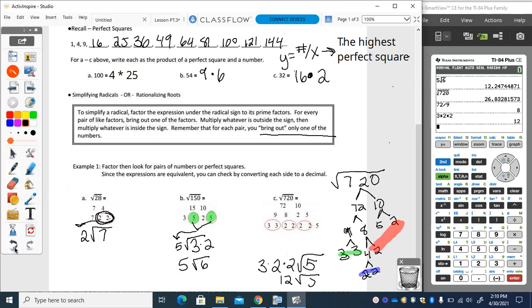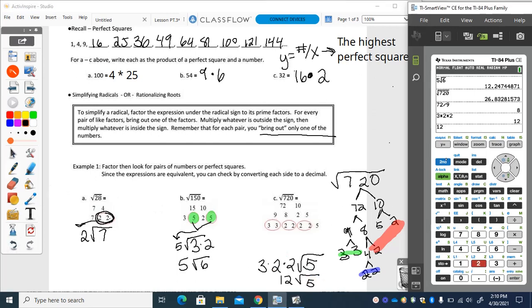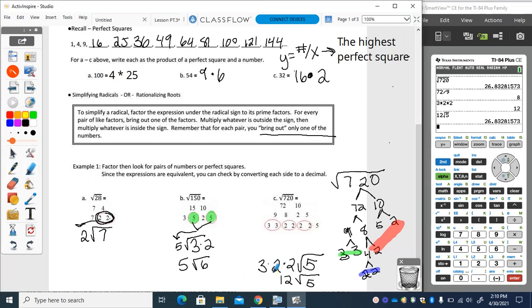And now let's see what 12 times the square root of 5 is. So we have 12 second square root 5. And we get 26.83281573. All right, we did it. We worked it out. So our answer is good. And there we go. That is simplifying radicals, and that'll help you a lot in geometry.